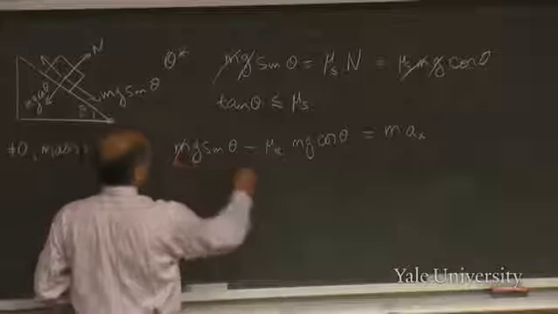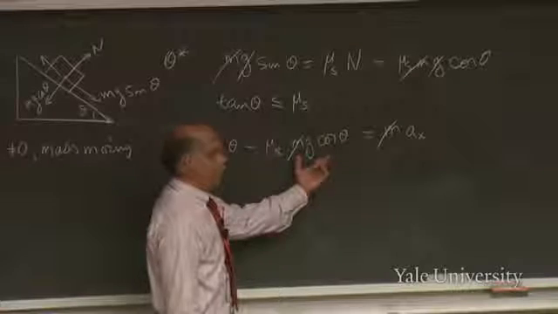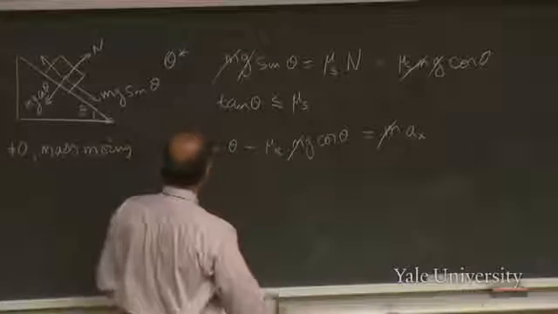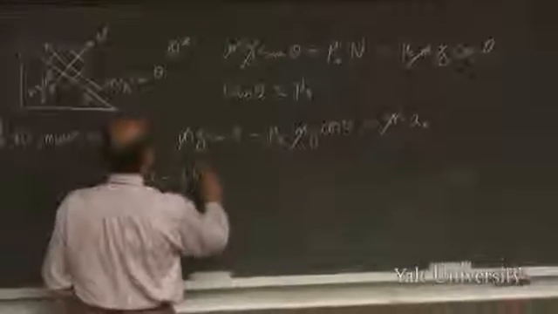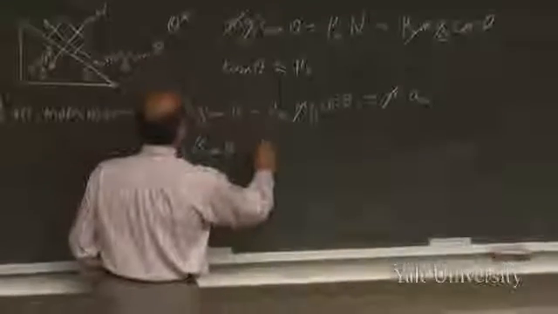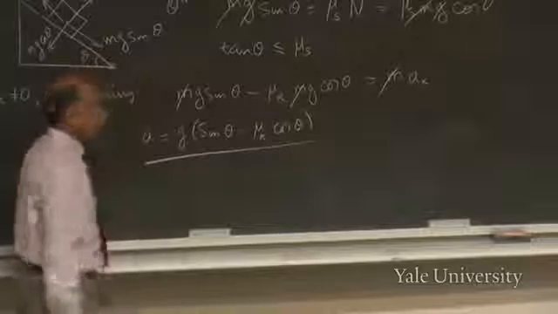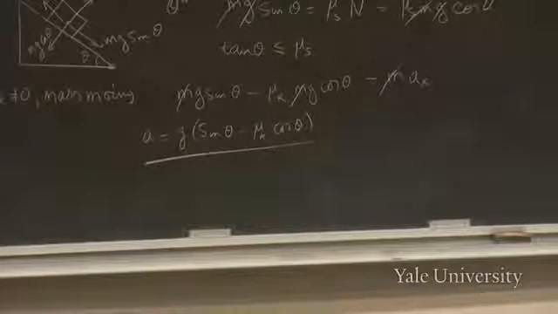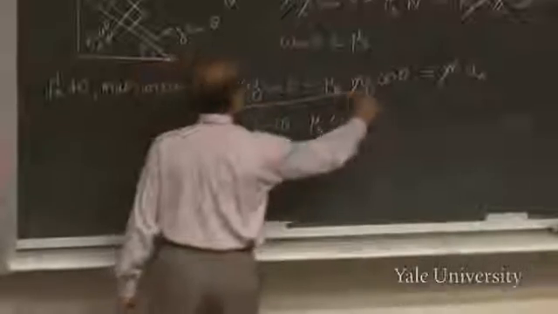So you cancel the m. So notice here, this is the normal force, but I've taken the y equation that says normal force is mg cosine theta, put that here. Then I find acceleration is g times sine theta minus mu sub kinetic cosine theta. Okay, here is the result. a_x is what I'm calling a now.